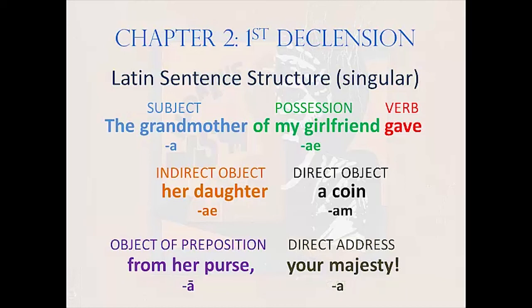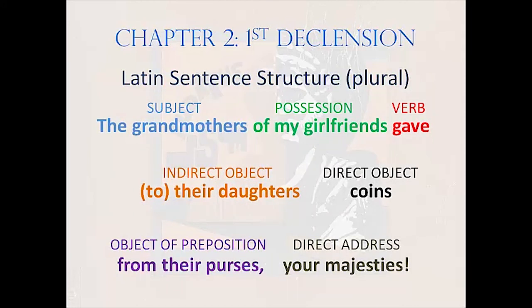If we make the nouns in this sentence plural, so that it reads, the grandmothers of my girlfriends gave to their daughters coins from their purses, Your Majesties, though the cases would not change, the endings would become plural, so that grandmothers would have an ae ending, of my girlfriends would have an arum ending, to their daughters, is, coins, as, purses, is, and Your Majesties, ae. Phew, we're done. That's the grammar for this lesson.